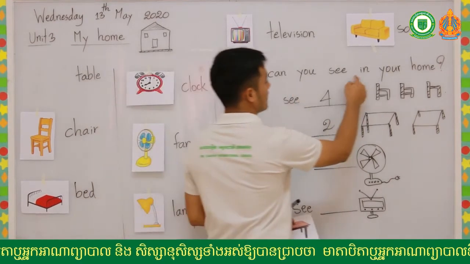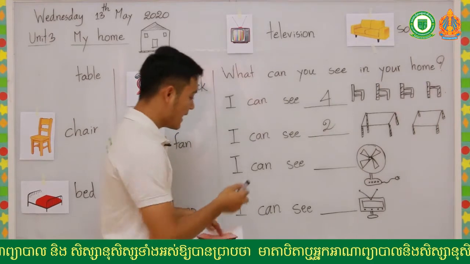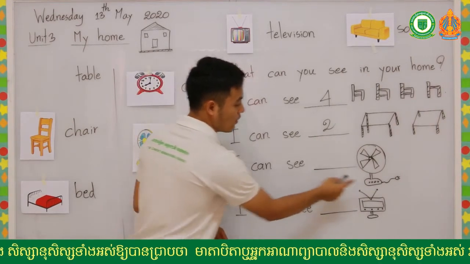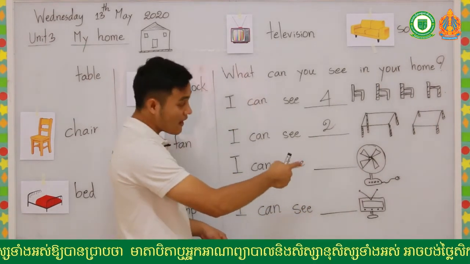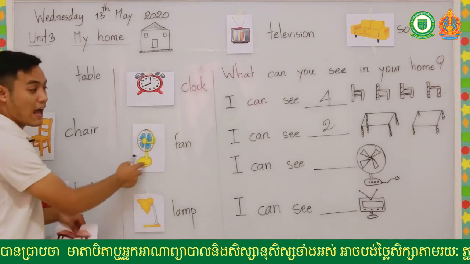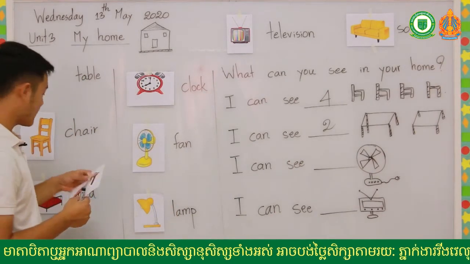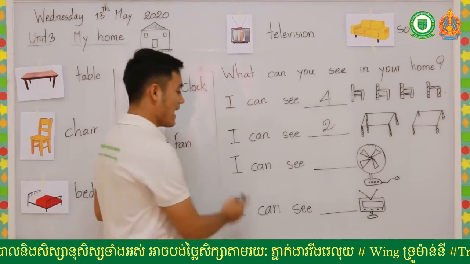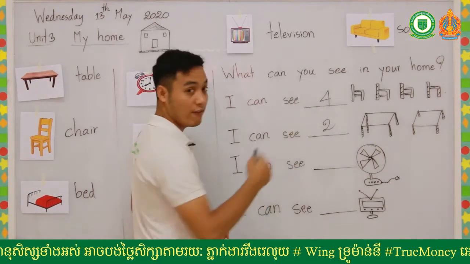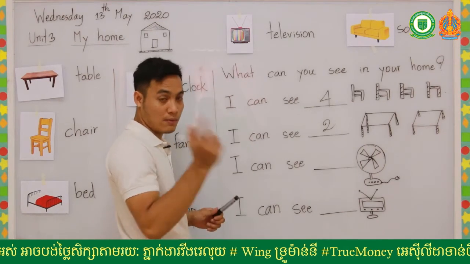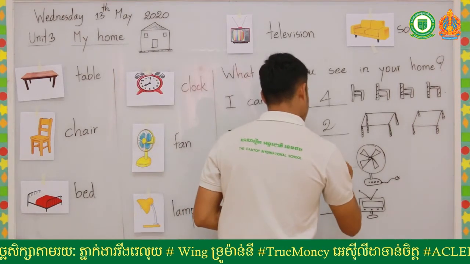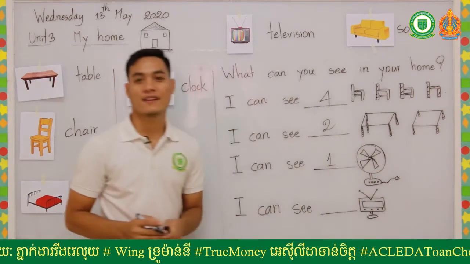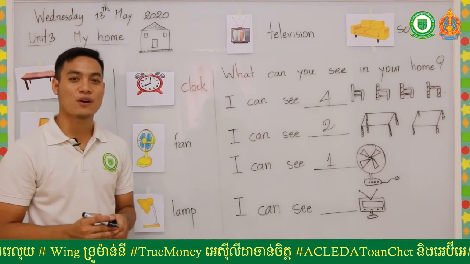What can you see in your home? You said, I can see, what's this? Fan, right? Fan. This is a fan. But how many fans? Can you answer? Only one. And then you answer, I can see a fan. Or we complete the number, we can say, I can see one fan. Okay? I can see one fan.